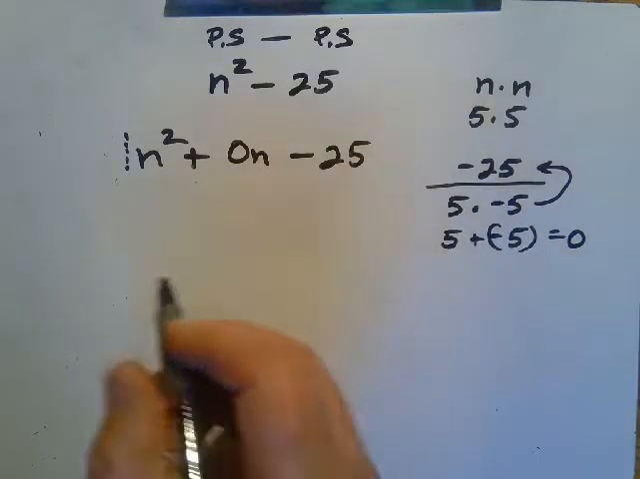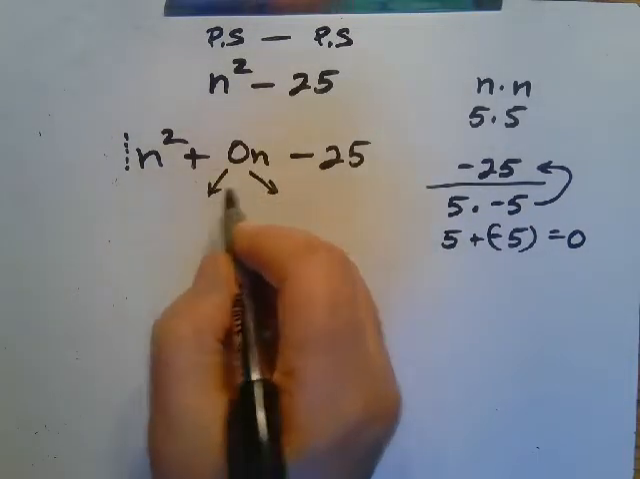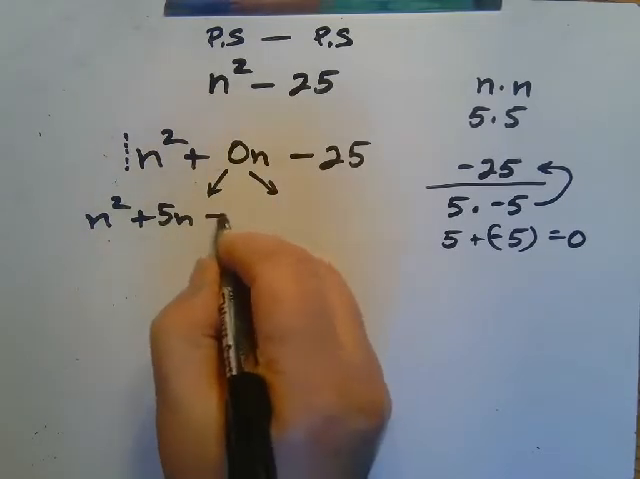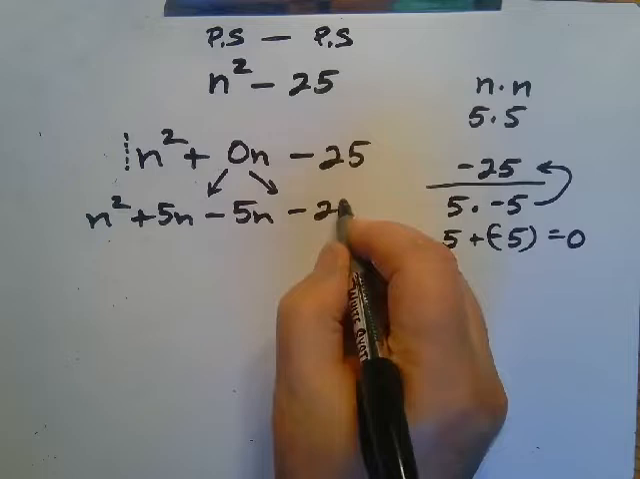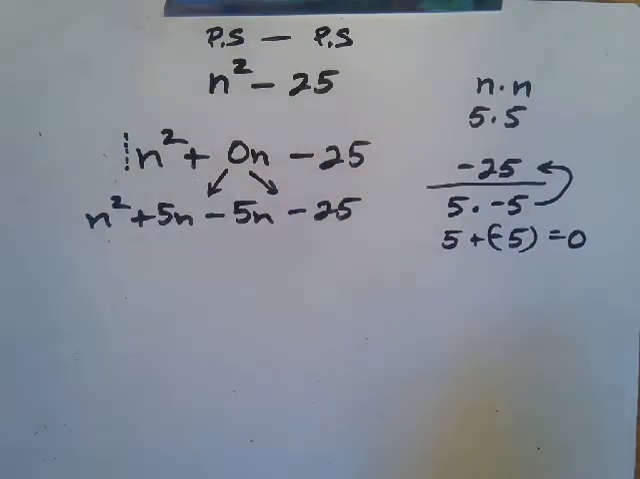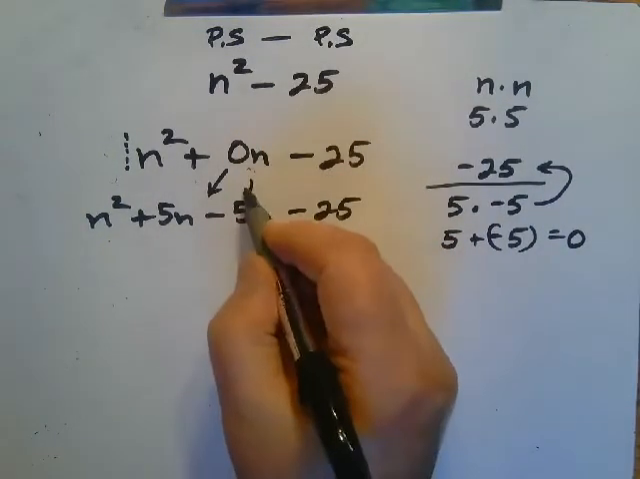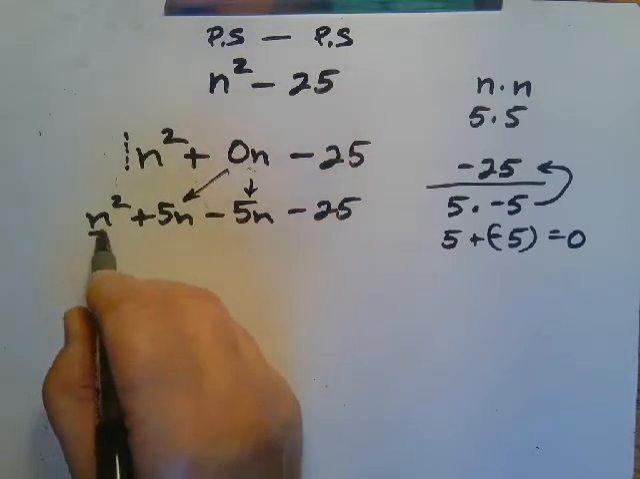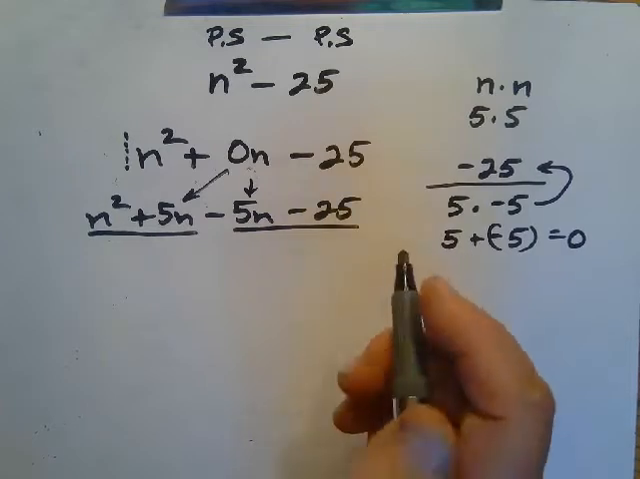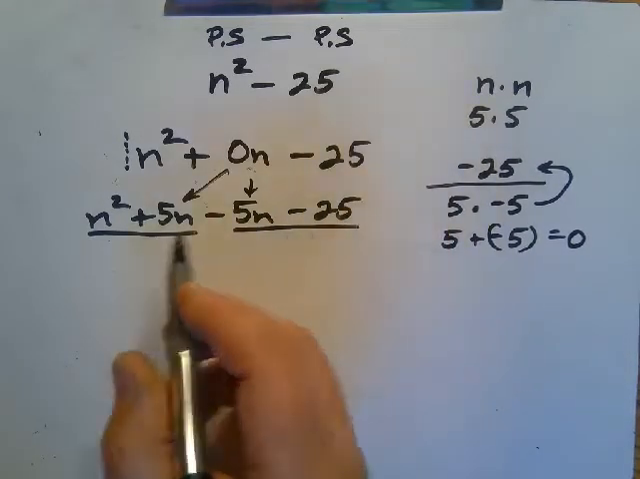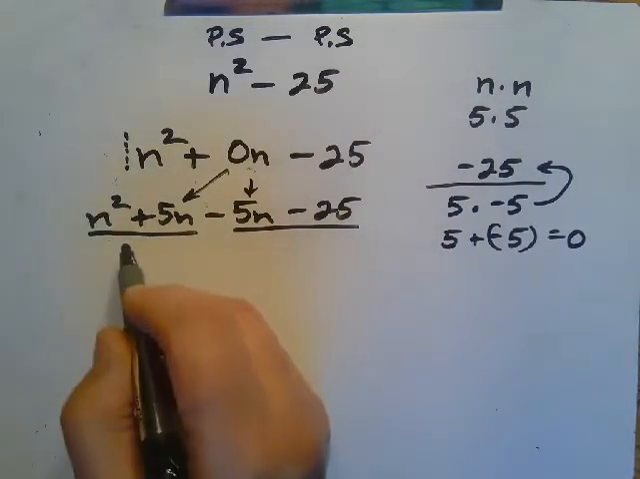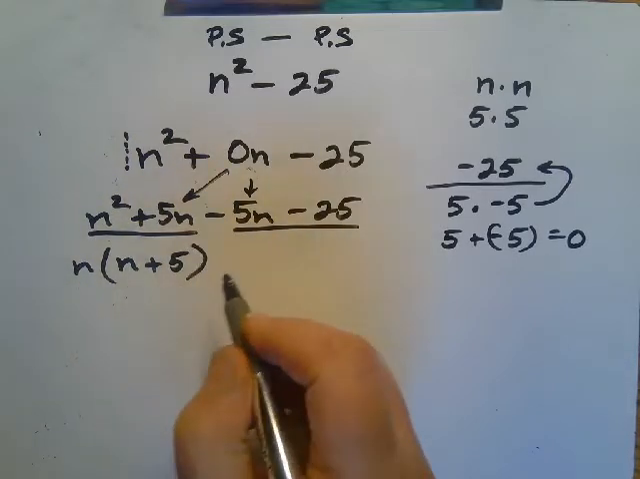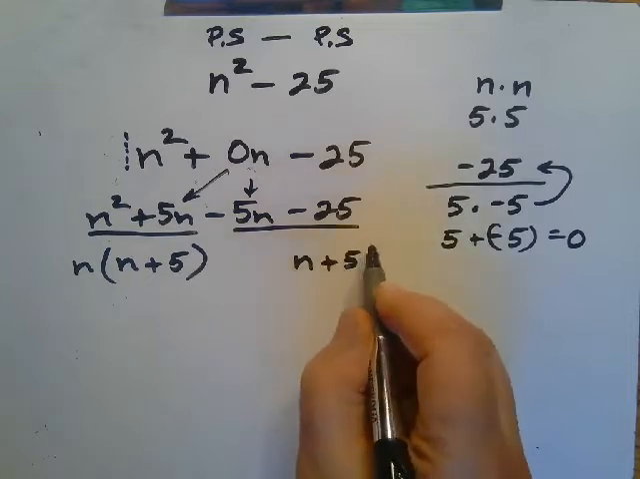So if my two numbers are 5 and negative 5, I'm going to split the middle term: n squared plus 5n minus 5n minus 25. This has been split now into 2 parts. That's 0n. All right, we're going to factor by grouping now. Underline the 2 groups. Now remember, I'm just showing you the long way for now. In a minute, you're going to see the shortcut. Factoring this by grouping, I'm going to take out an n and leave behind n plus 5. Copy the leftovers over here, n plus 5.